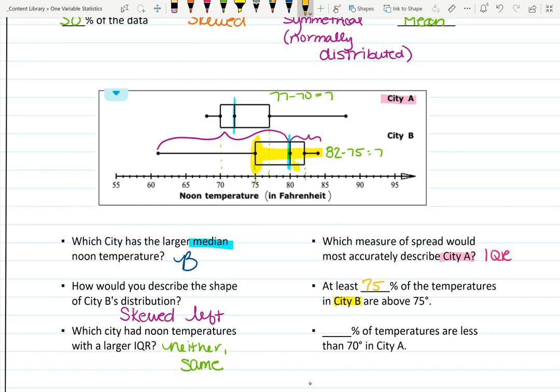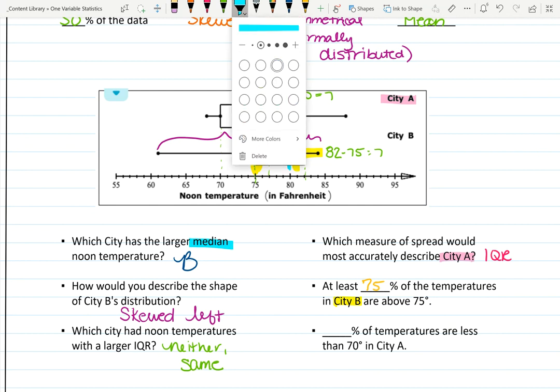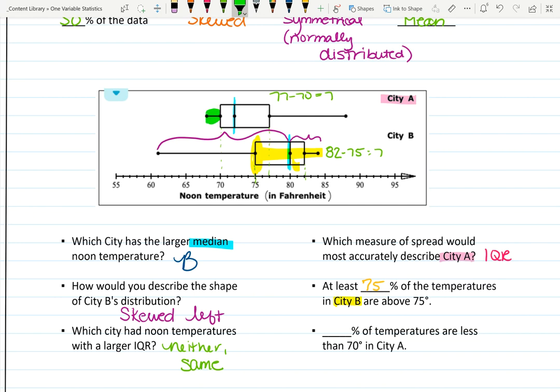Blank percentage of temperatures are less than 70 degrees in city A. Okay, so city A, let's go to our 70 degrees. So this little piece right here. Again, it's split up into quarters. So what percentage are less than 70? 25%.